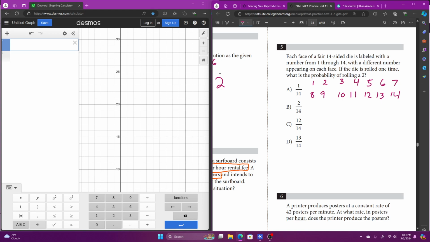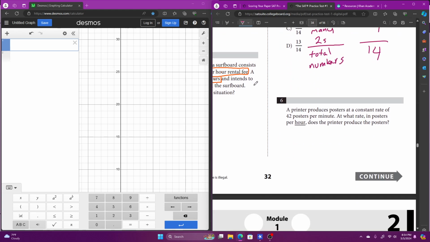And in order to find the probability of rolling a 2, I got to ask, how many 2s are there? There's only 1 2. And then how many total numbers? Or how many total sides? There are 14. So the answer is A.